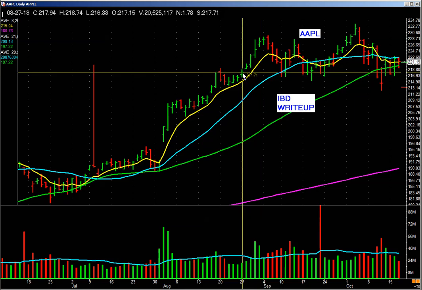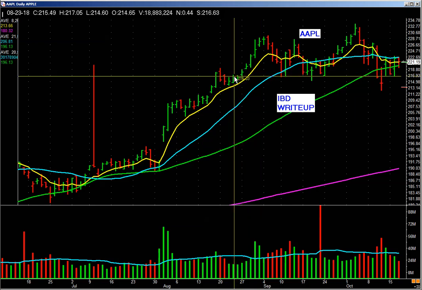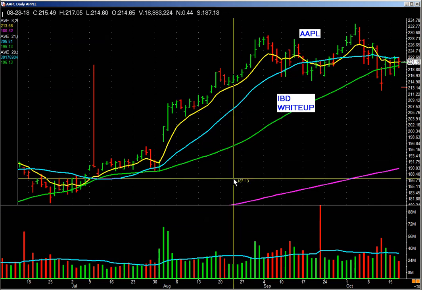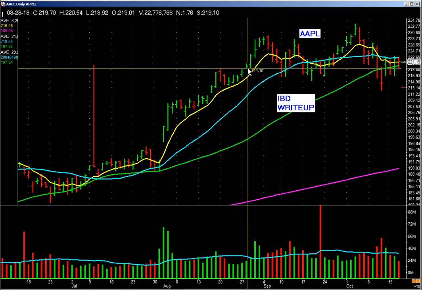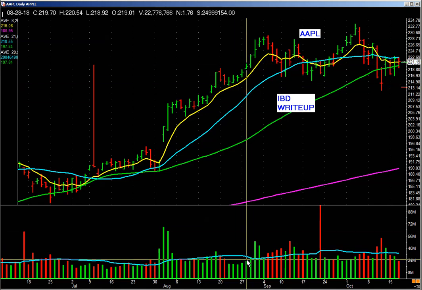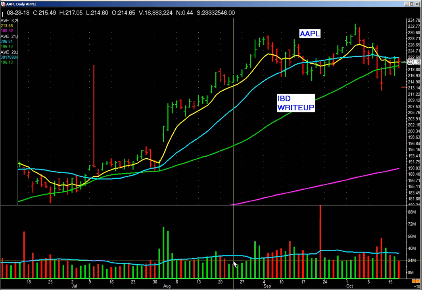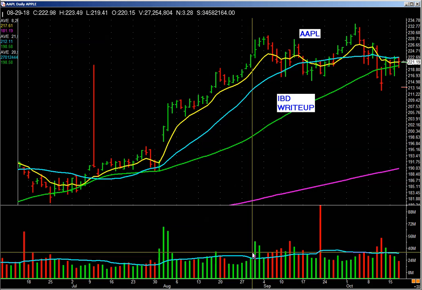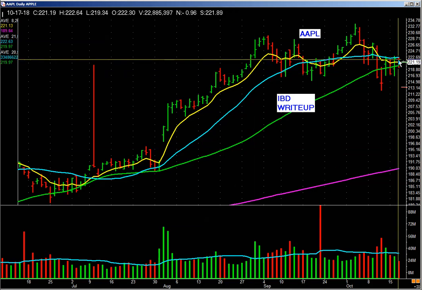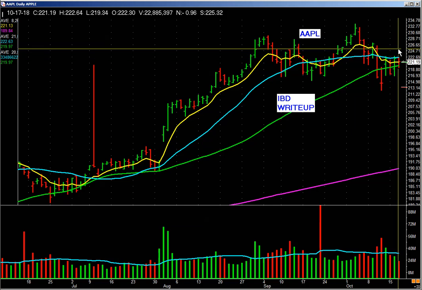Kind of similar to this day right here. This little congestion zone, it took out the highs of these 2 days and it did it on a pickup in volume. The next day it went higher on heavier volume. The next day it went higher on heavier volume. As you can see, each day it has continually higher volume. That's what we want to see. So in this assumption, we assume that it took that out.